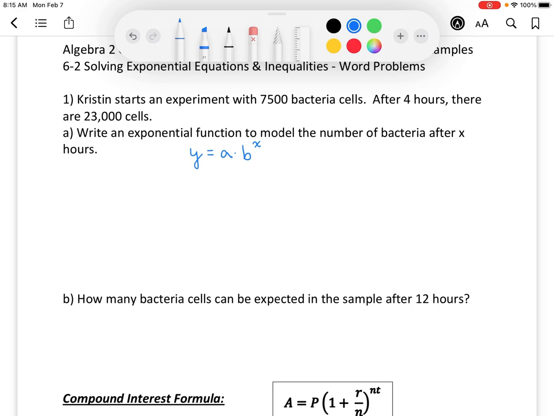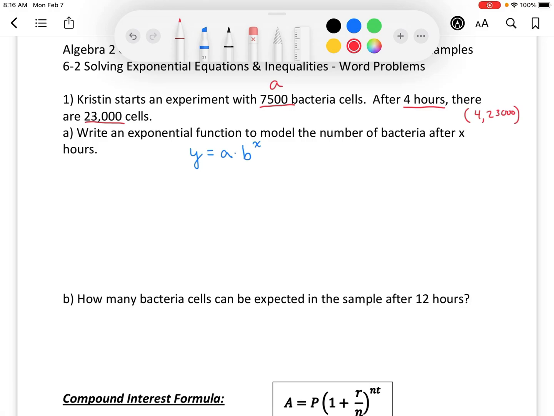So number 1 says Christian starts an experiment with 7,500 bacteria cells. Whatever they're starting with, that's your a value. After 4 hours, that's kind of like your x variable, that's your time, there are 23,000 cells. So kind of like an ordered pair, we have the ordered pair (4, 23,000), with the starting value of 7,500.